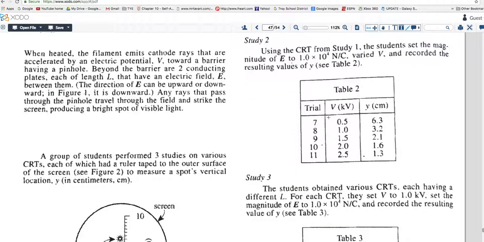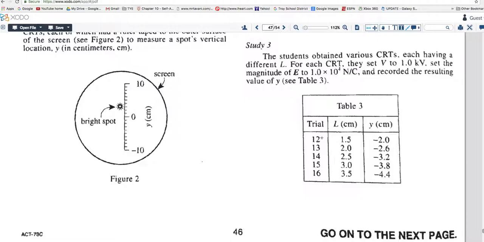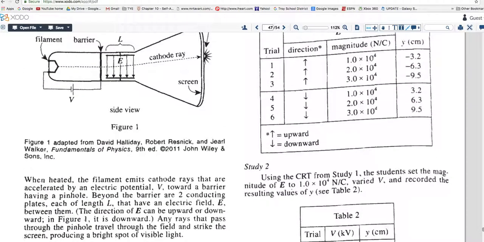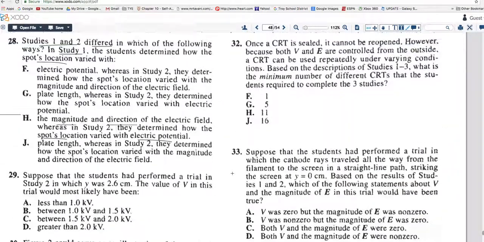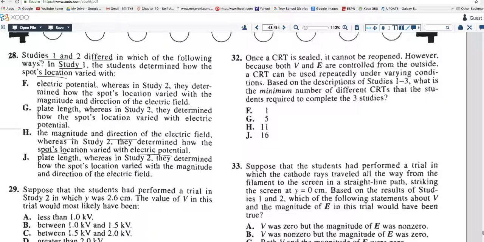In this case, what is it? What's our manipulated variable in this? V. Good. And in this one? L. All right. What is V? We go right here. It says electrical potential, comma V. Or if you're in physics, you should know V is equal to electrical potential. And that basically answers how study 1 and 2 differed, which is study 1 measured magnitude and direction, study 2 did electrical potential.